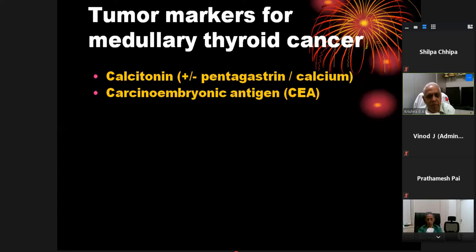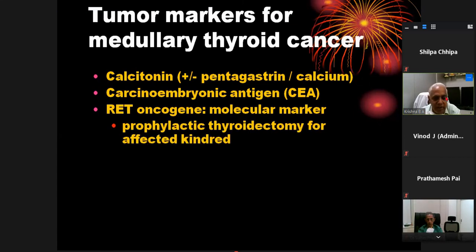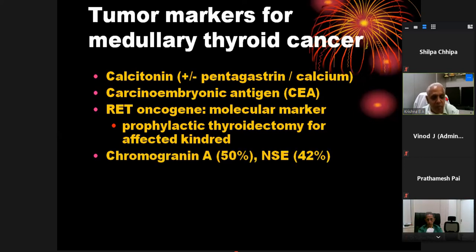In the tumor markers, I already mentioned calcitonin, carcinoembryonic antigen, and RET oncogene molecular markers. Prophylactic thyroidectomy for affected kindred is a recommendation still persisting in this subgroup. Chromogranin A and NSE should be done in those patients where these other markers are in the borderline scenario. However, when calcitonin is high, it does point to medullary thyroid cancer.